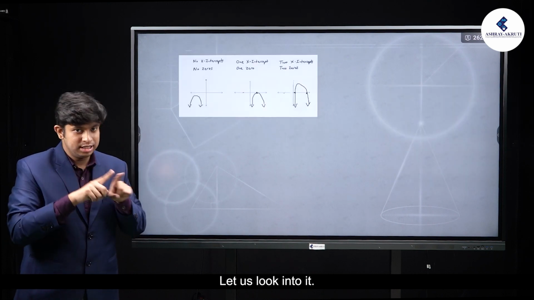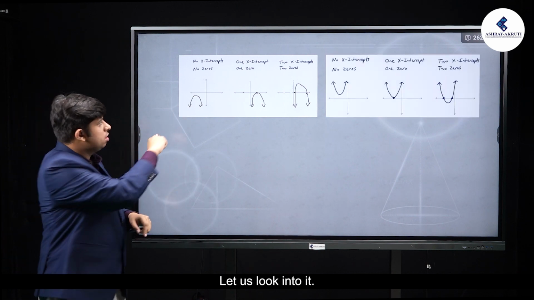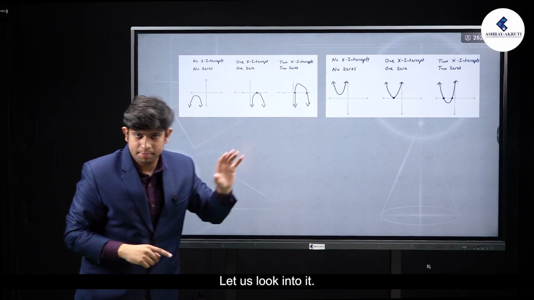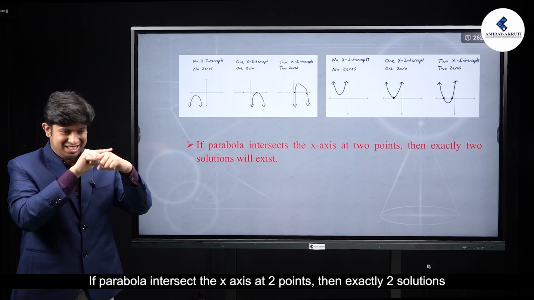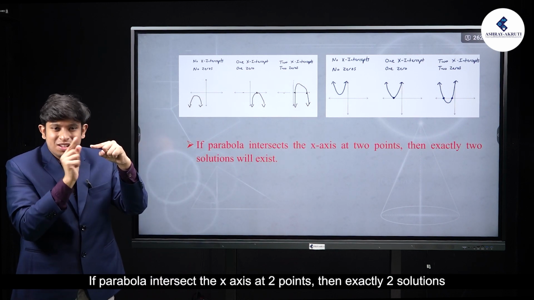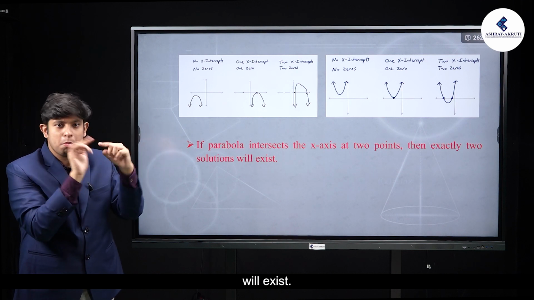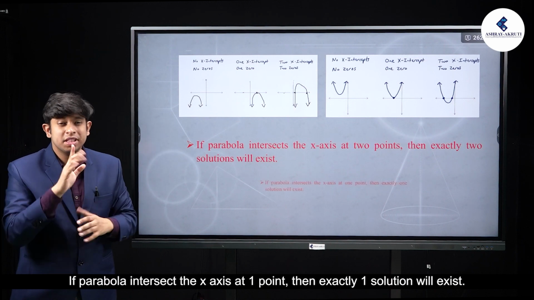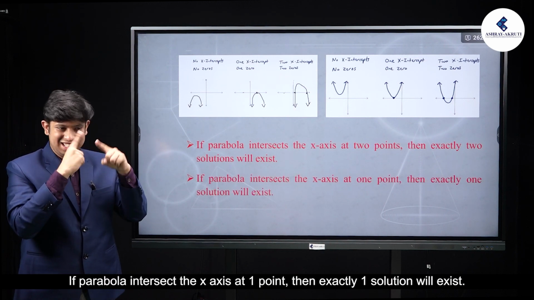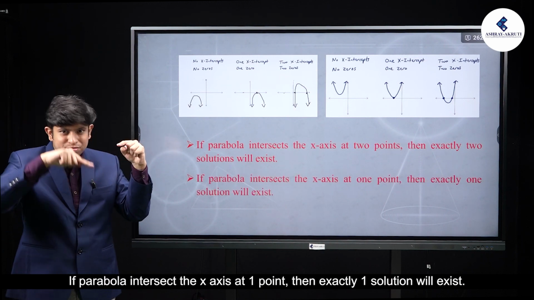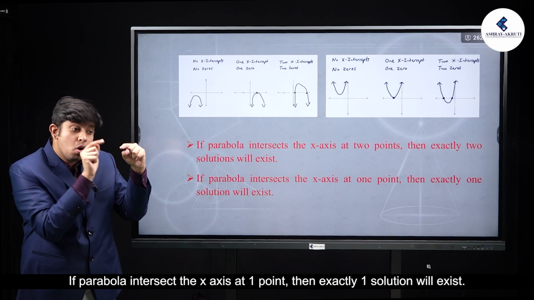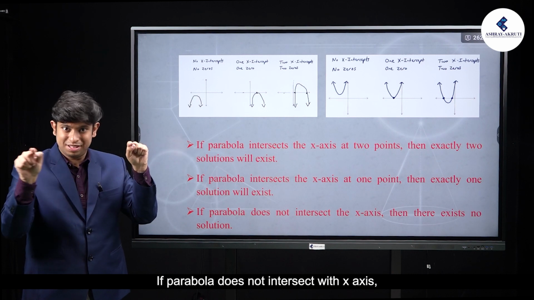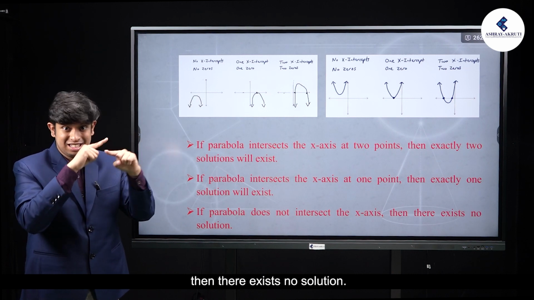Let us look into it. If the parabola intersects the x axis at 2 points, then exactly 2 solutions will exist. If the parabola intersects the x axis at 1 point, then exactly 1 solution will exist. If the parabola does not intersect the x axis, then there exists no solution.